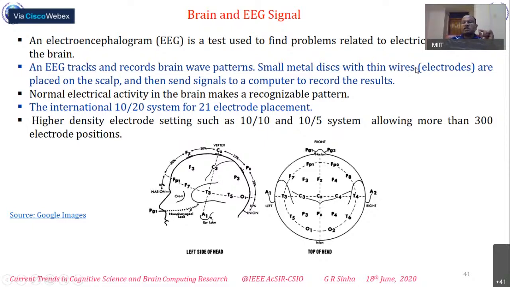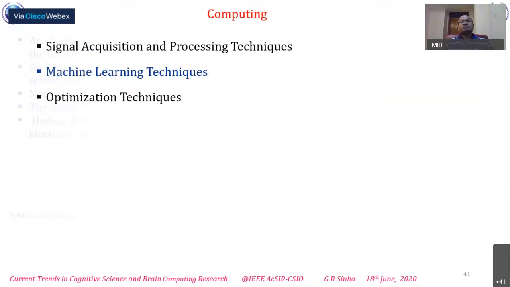These small metal discs with thin wires, which we call electrodes, are placed on the skull, and the signals are sent to the computer. Finally, the EEG signal is stored inside the computer, and the next task is signal processing. Artificial intelligence, machine learning, soft computing tools and so on are all applied over the signal received from the brain.